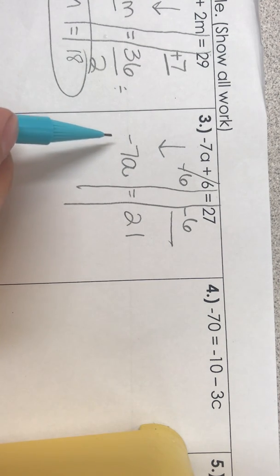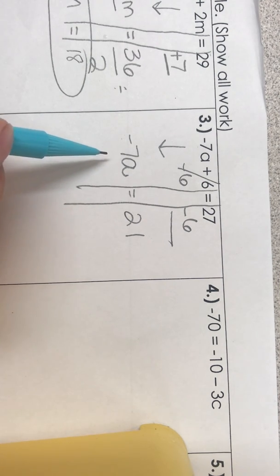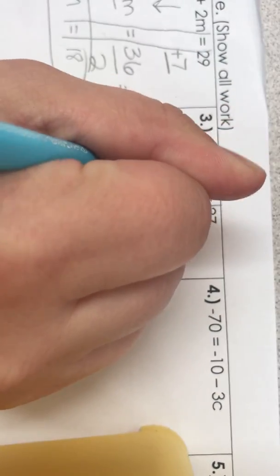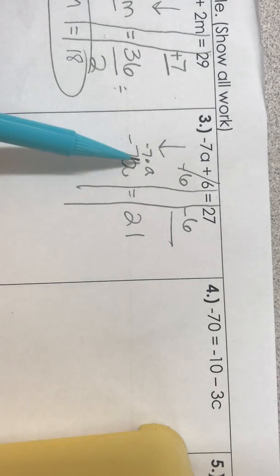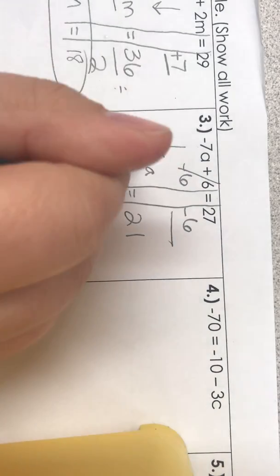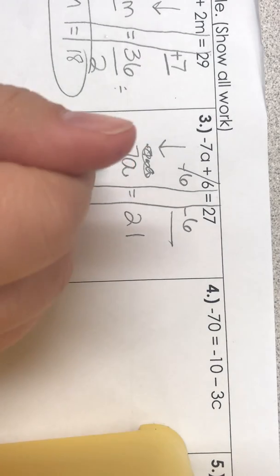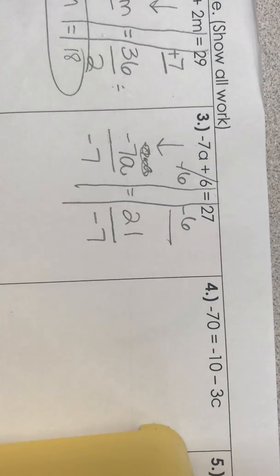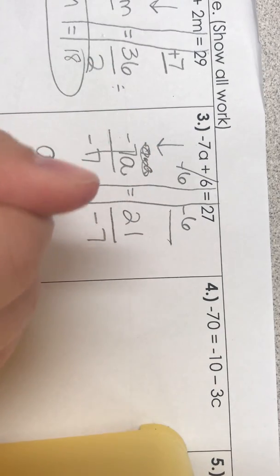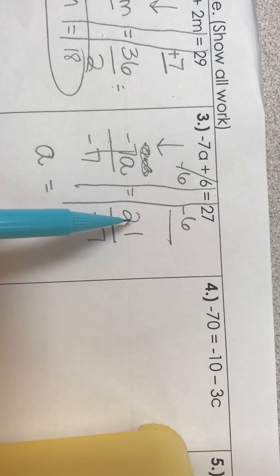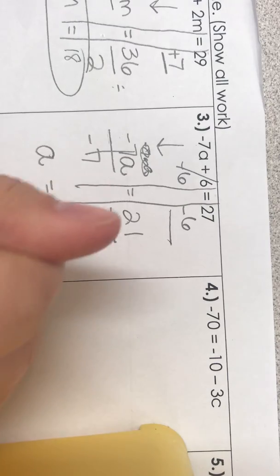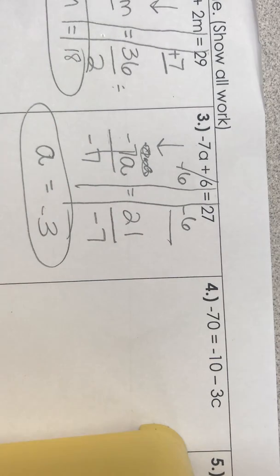Next, I'm not going to add 7. I know that this is a minus 7, but this operation here is negative 7 times a, and I need to try to undo that multiplication. So I am going to, instead of multiply by negative 7, I will divide by negative 7. A negative 7 divided by negative 7 is 1a. 21 divided by, make sure you type in a negative 7, will give you a equals negative 3.